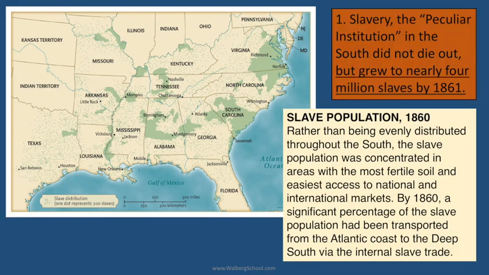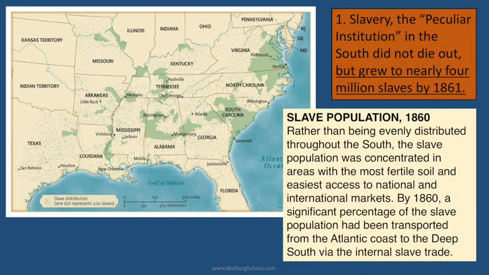Slavery, known as the peculiar institution in the South, didn't die out like it was believed the founders thought it would. The founders thought this would eventually run out on its own, but it actually grew by 4 million slaves by the year 1861, which is a little outside of our timeline, but shows you that it wasn't a dying institution like people thought it might be at the time.